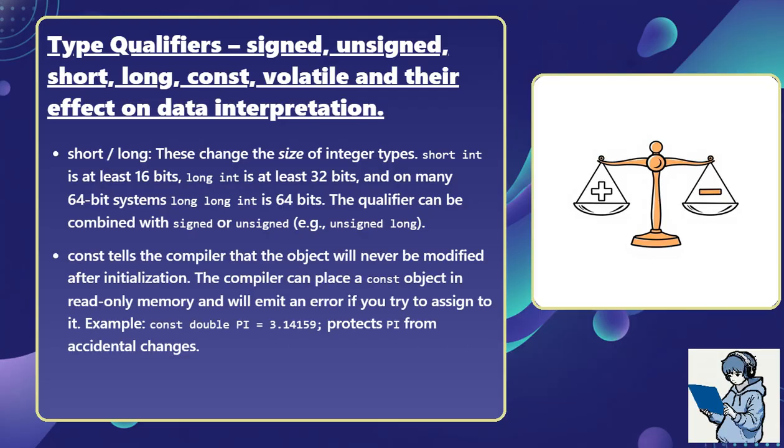Const tells the compiler that the object will never be modified after initialization. The compiler can place a const object in read-only memory and will emit an error if you try to assign to it. Example: const double pi equals 3.14159 protects pi from accidental changes.